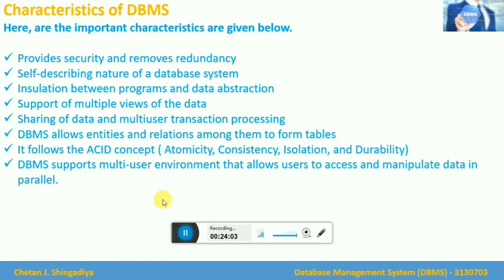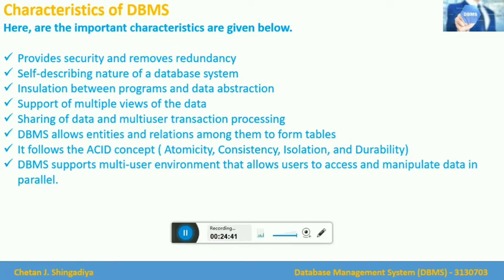Now let us see the characteristics of DBMS. There are a few important characteristics that we are going to see. First, it provides security and removes redundancy. We will see redundancy and security in detail in our upcoming video lectures. Then the self-describing nature of a database management system, insulation between programs and data abstractions, support of multiple views of the data. Views also we are going to see in our upcoming video lectures. Sharing of data and multi-user transaction processing.